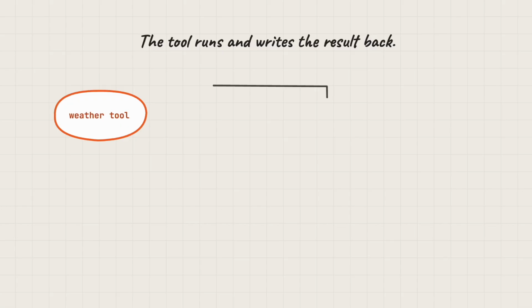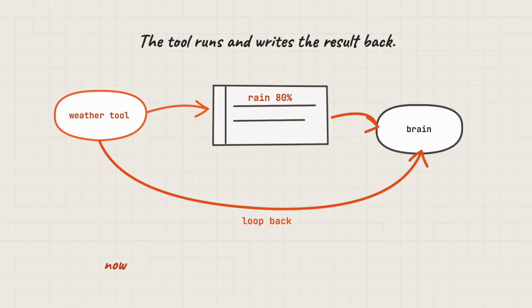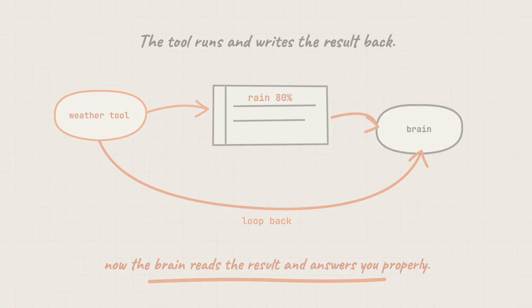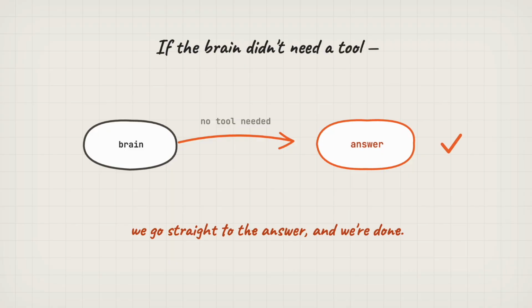The weather tool runs, gets the real weather, and writes that result back into the notebook. And then, and this is the important part, we loop back to the brain. The LLM reads the weather result that just came in, and now it can actually answer you properly. If no, if the brain didn't need a tool, we just go straight to the answer and we are done.